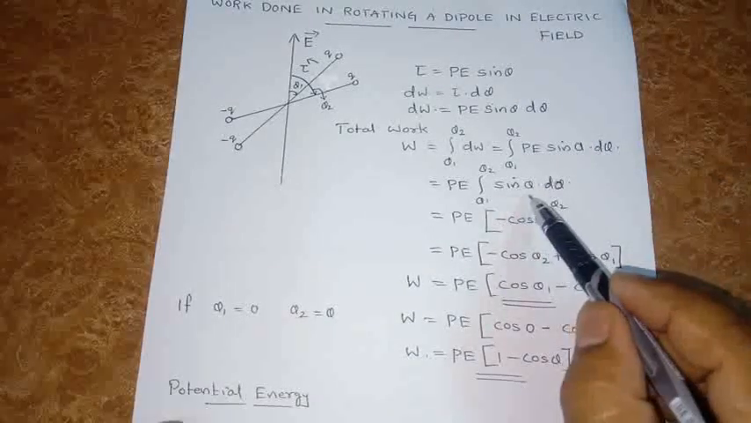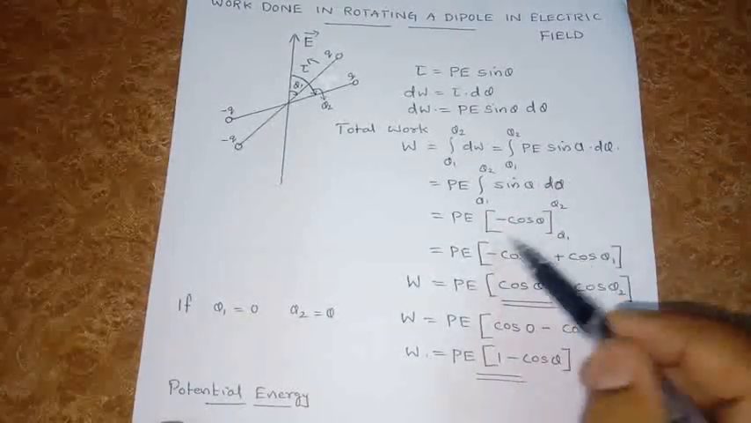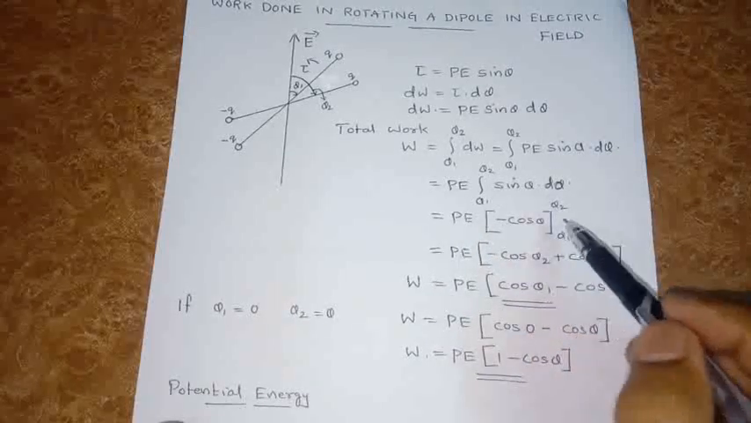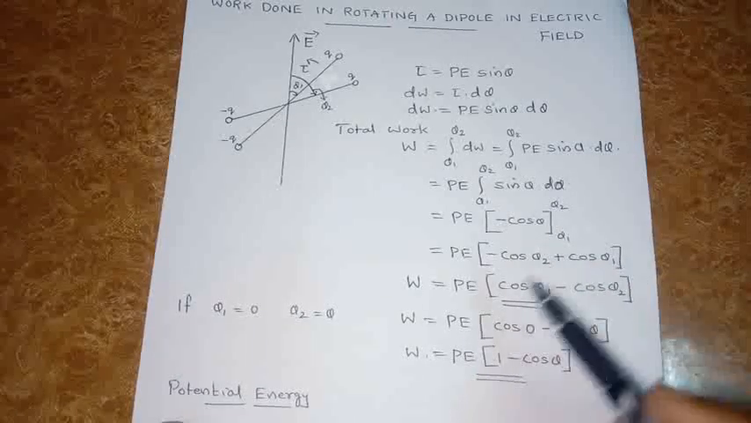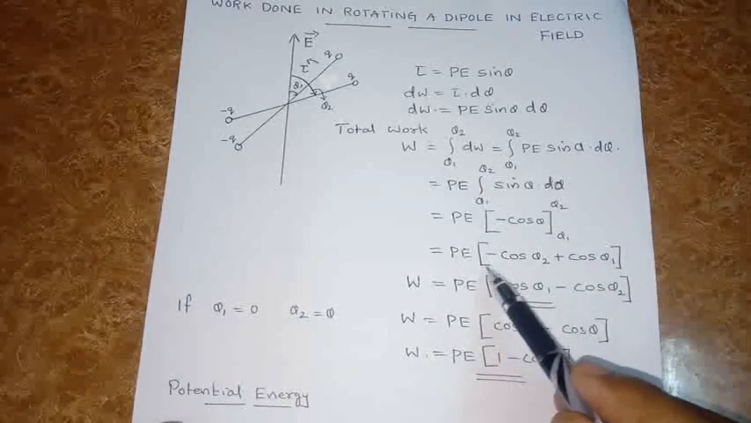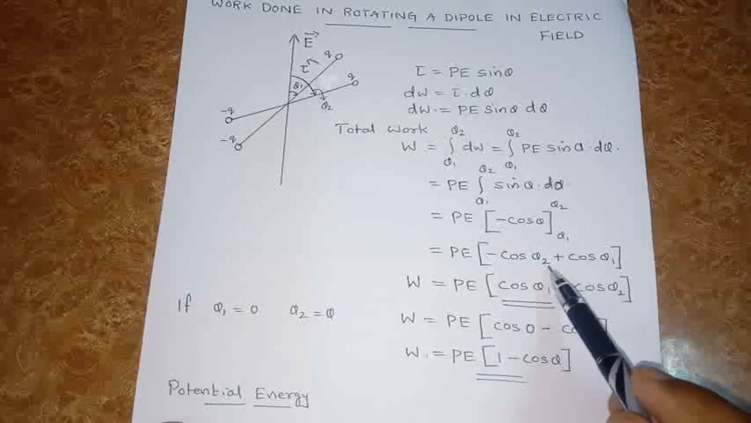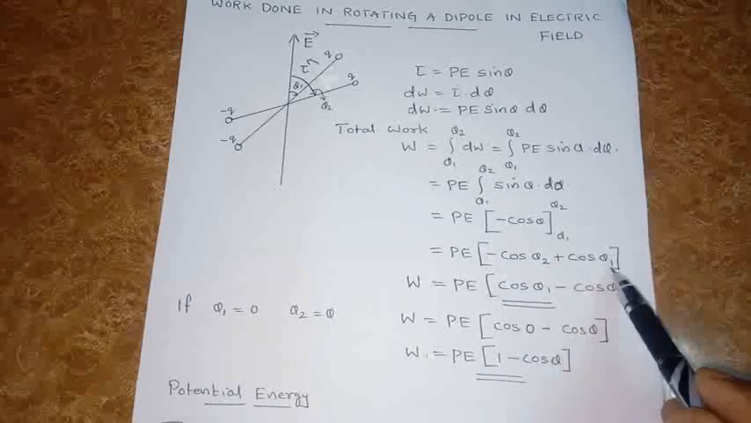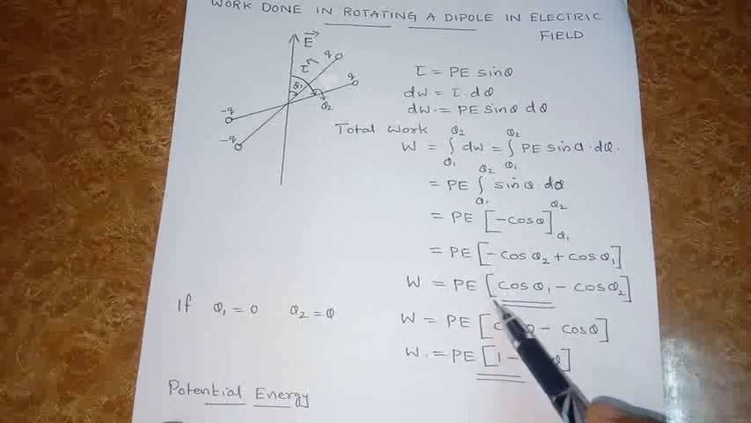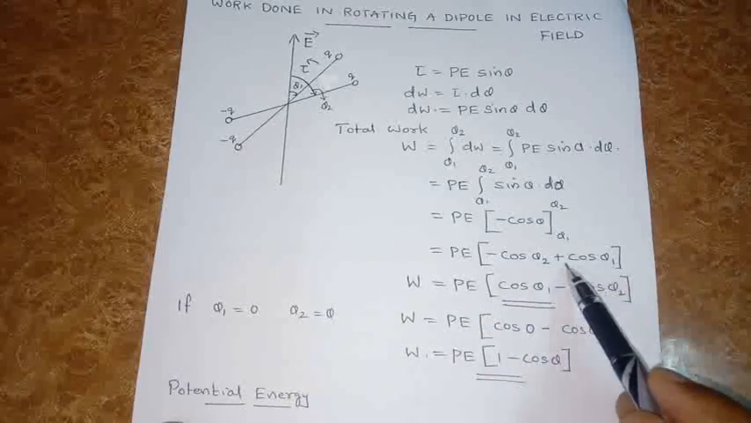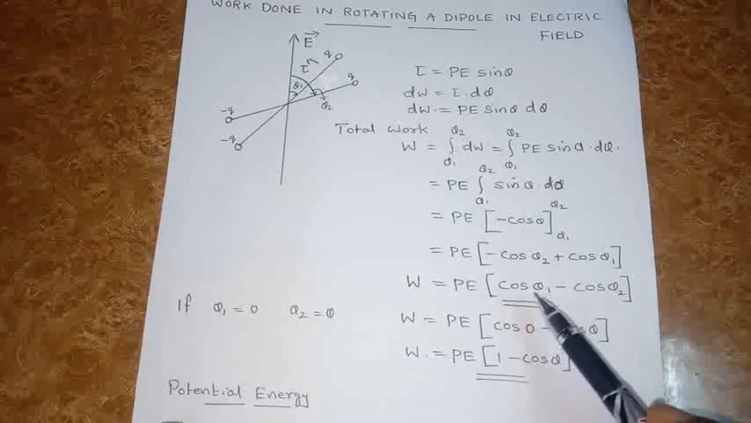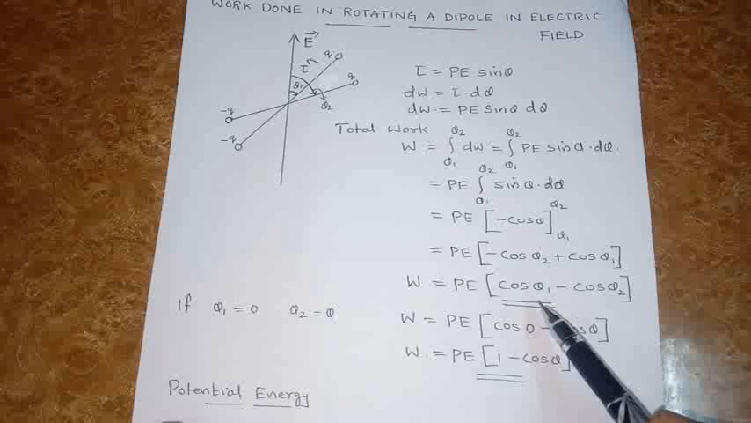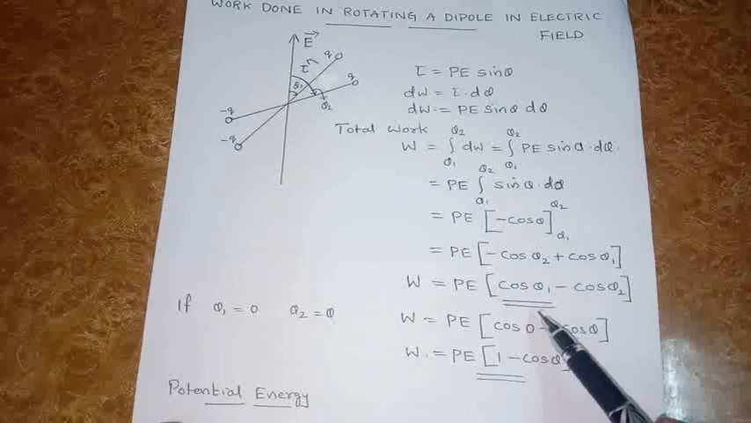Now the integral of sin theta d theta is nothing but minus cos theta. Therefore, pE into minus cos theta, with lower limit theta 1 and upper limit theta 2. Substituting the lower limit and upper limit, I will be getting pE into minus cos theta 2 minus of minus cos theta 1, that is, plus cos theta 1. So W is equal to pE into cos theta 1, since it is positive, written first, minus cos theta 2. This equation gives the work done by the external agent to turn the dipole from an angle theta 1 to an angle theta 2.